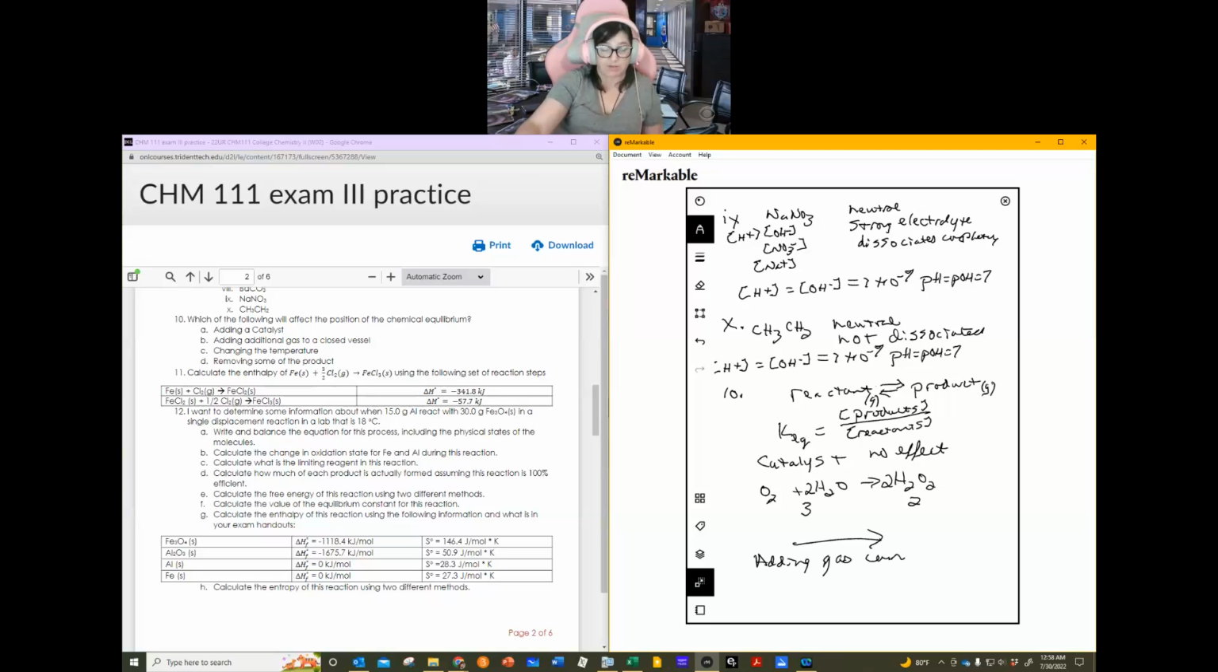When it doesn't have an effect is if it's not part of the equilibrium. If we don't have any gases that are part of the equilibrium that we're looking at, that's not going to help. It's not going to change anything.